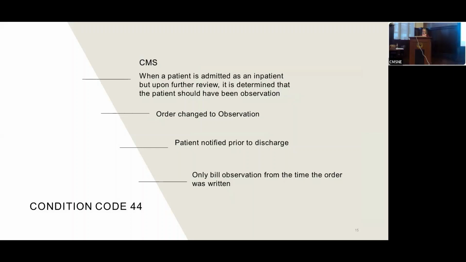But about 20 years ago or so, they allowed hospitals to start doing condition code 44s. This process must be done in its entirety before the patient is discharged from your facility. So in order to change someone to observation, you need to change the order. You need to review it with a physician from your UR committee. And you have to go and talk to your patient in person and tell them that they are observation now.